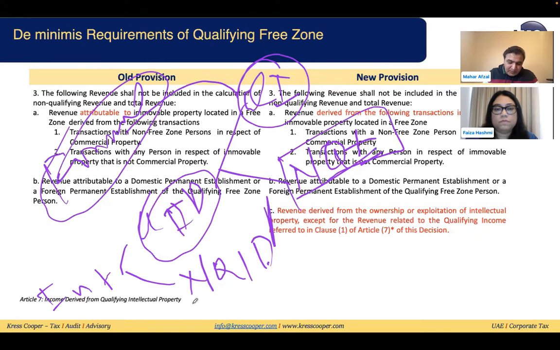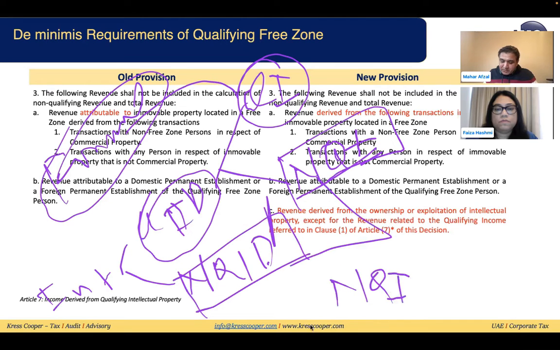This non-qualifying income and any income from the non-qualified intellectual property, both of these incomes will be considered non-qualifying income. It will be subject to a tax rate of 9%. It will not be considered in the de minimis criteria. The same thing they have produced earlier here as well.